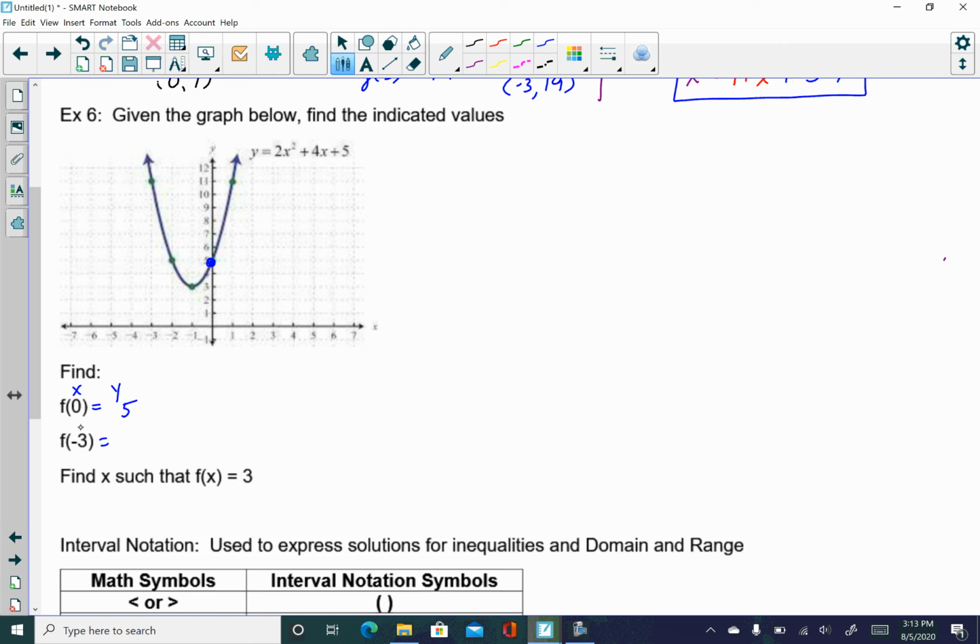All right, the next one it's saying, okay, now let x equal -3. So when x is -3, where does that cross on the graph? Right up here, and that equals a y value of +11.